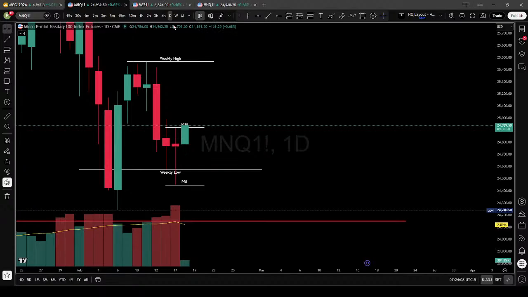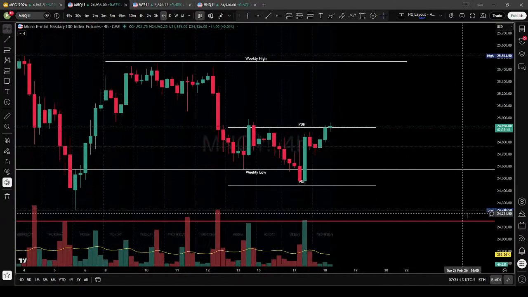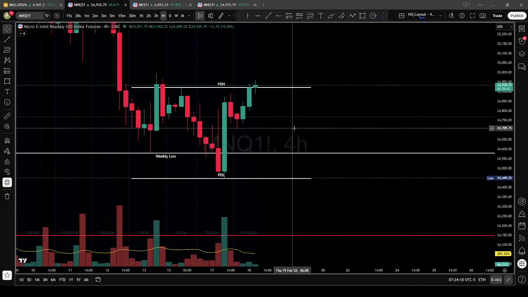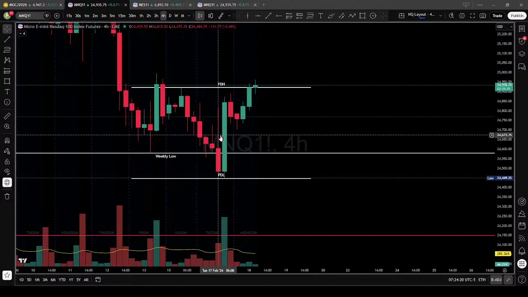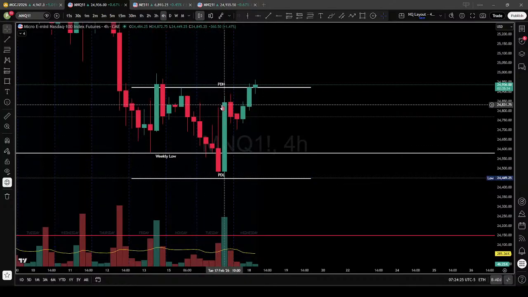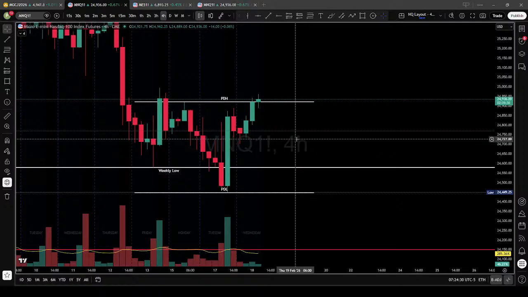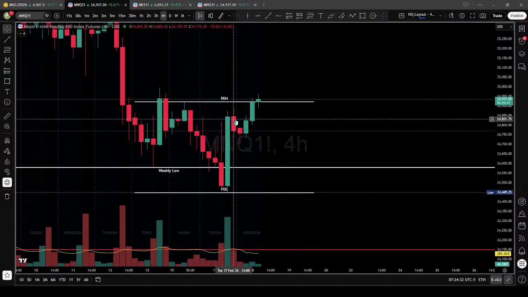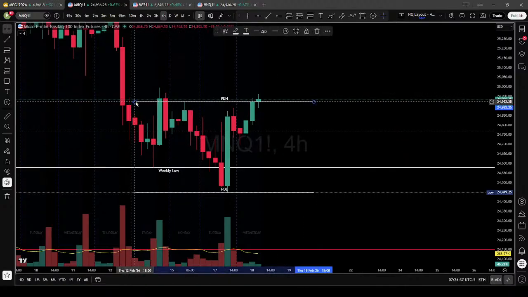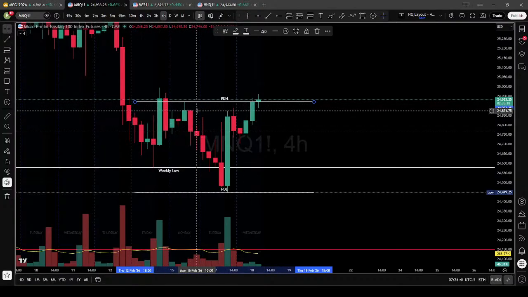Let's move on to the 4-hour time frame. What can we see here? Price went below previous week low and was instantly rejected with a strong buying. Okay, so this was on Monday.